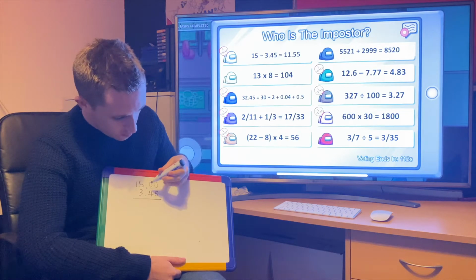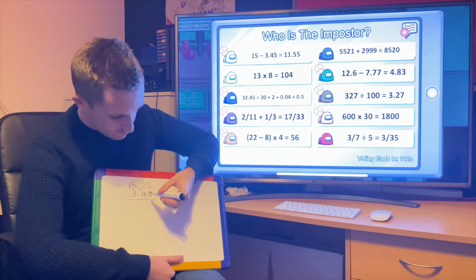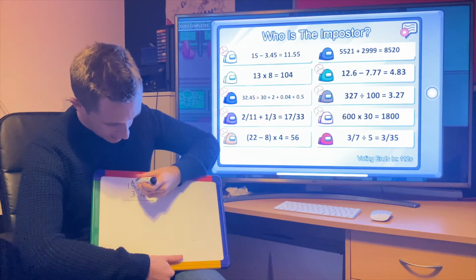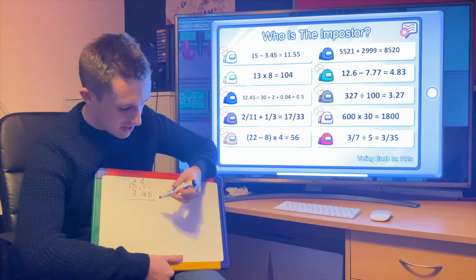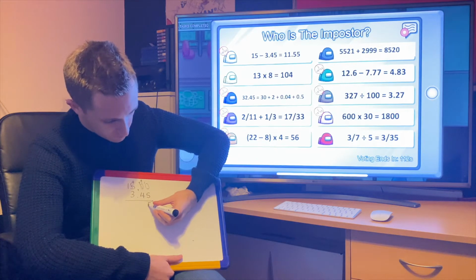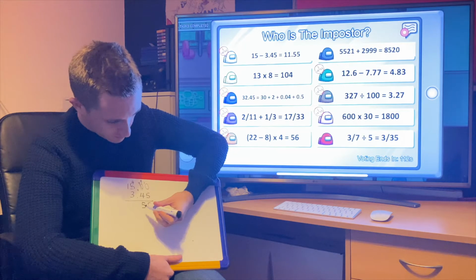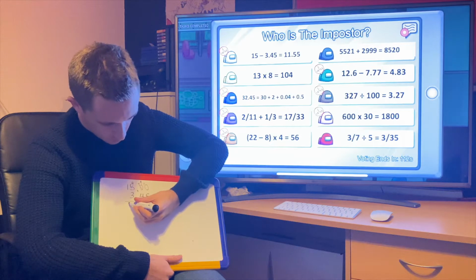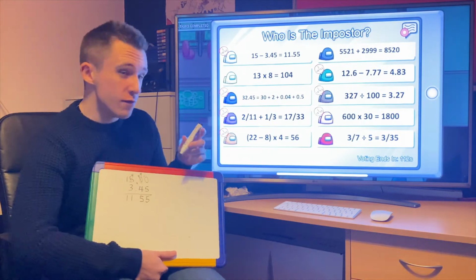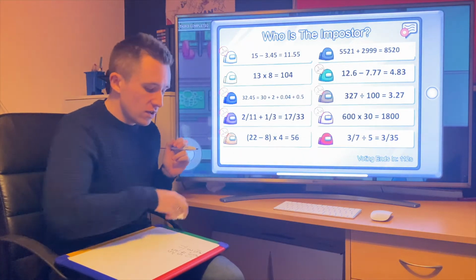Now we do what we always do, which is we take away. So we can't do 0 take away 5, so we're going to need to borrow all the way from over here. 4, that becomes 10. That then goes down to 9, so that that can become 10. 10 take away 5 is 5. 9 take away 4 is 5. 4 take away 3 is 1, and 1 take away nothing is 1. 11.55. We agree, therefore grey is not the imposter.